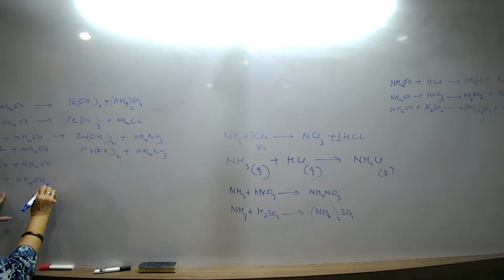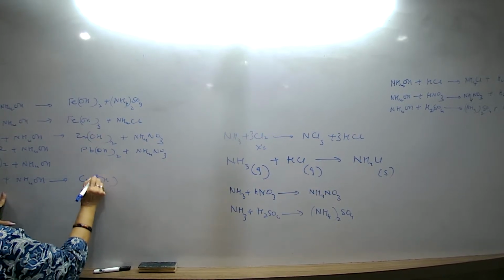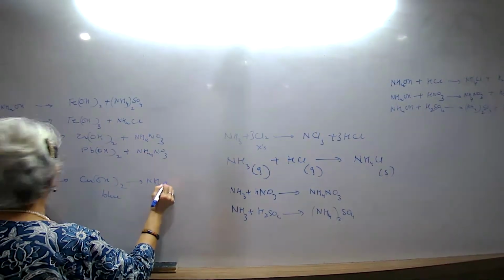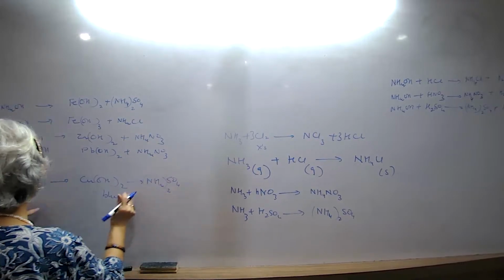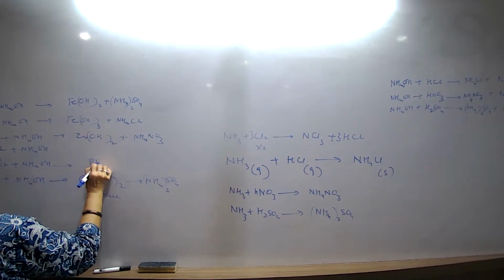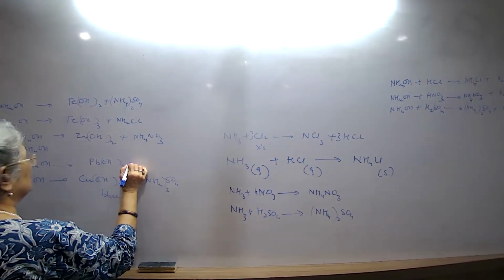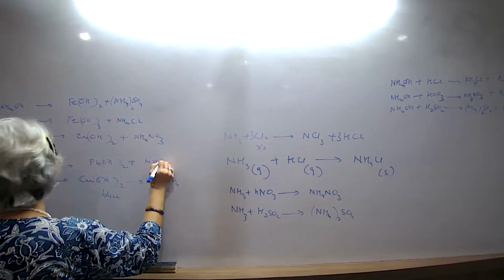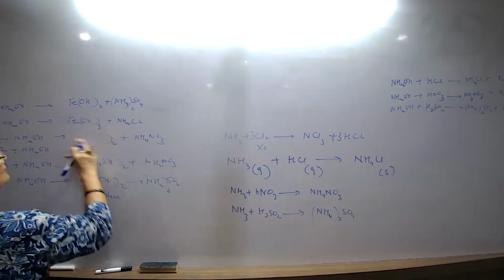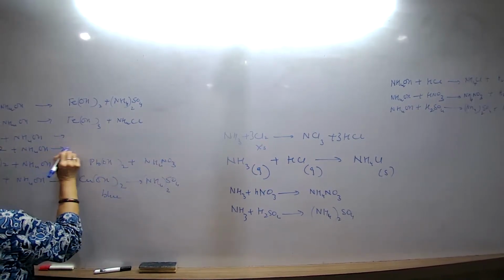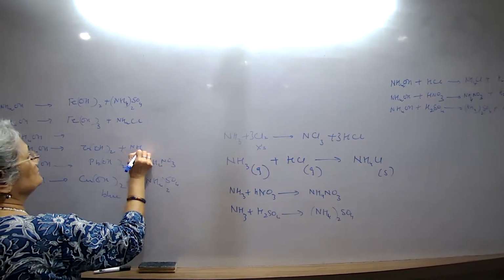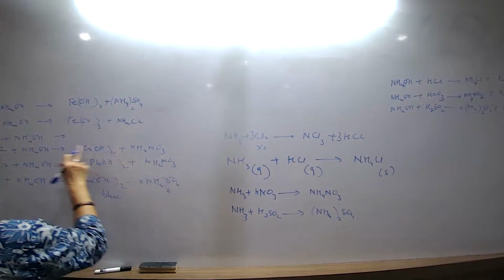Copper sulfate gives copper hydroxide, blue in color, plus ammonium sulfate. Lead nitrate gives Pb(OH)2, white in color, plus ammonium nitrate. And this is zinc: Zn(OH)2 plus ammonium nitrate, white in color.